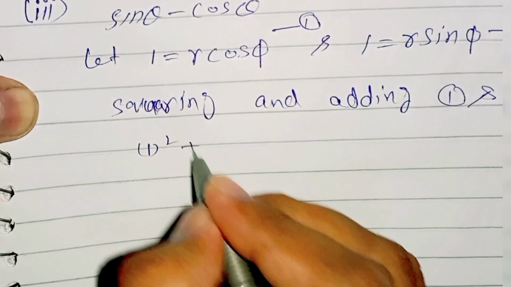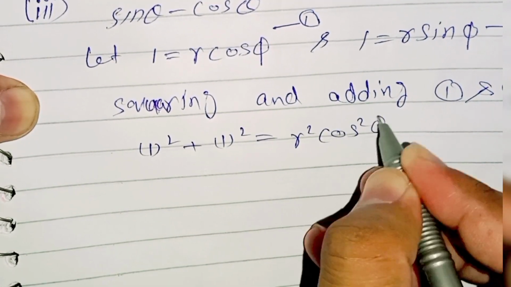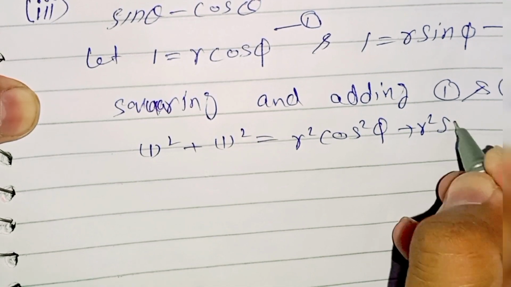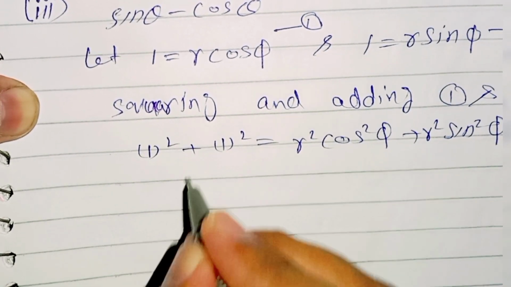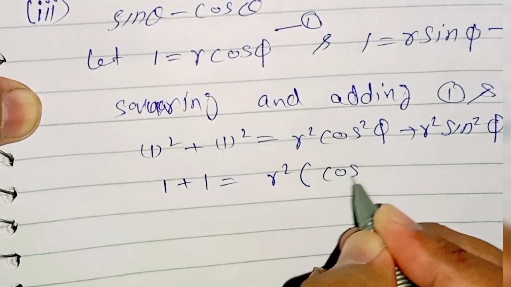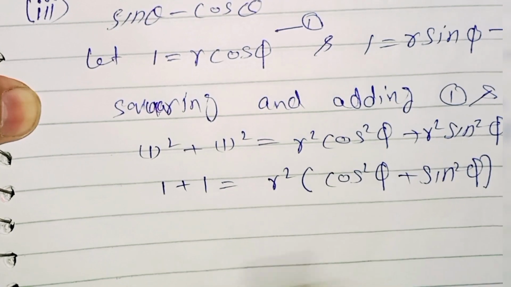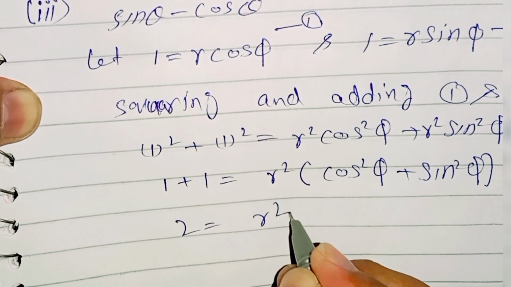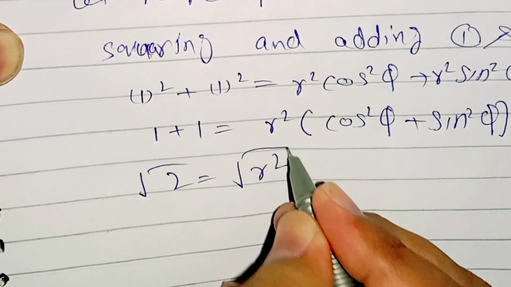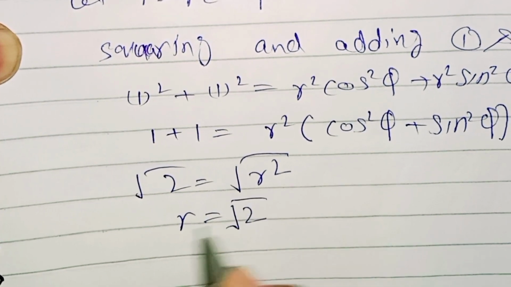1 square plus 1 square is equal to r square cos square phi plus r square sin square phi. 1 plus 1 is equal to r square into cos square phi plus sin square phi. 2 is equal to r square. Taking square root on both sides, we have r is equal to square root 2.